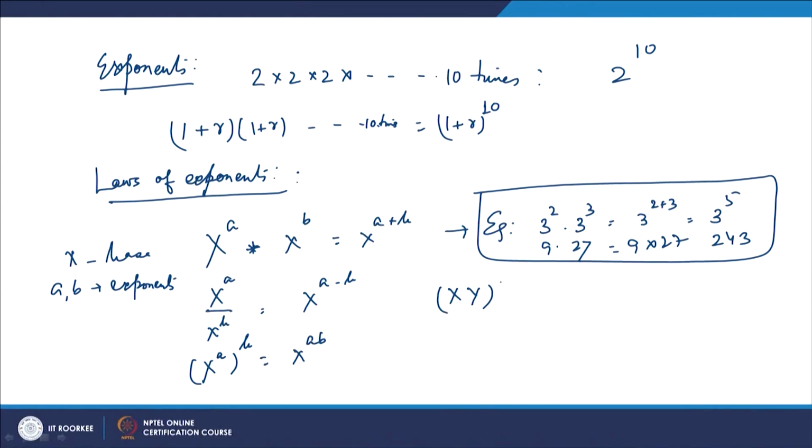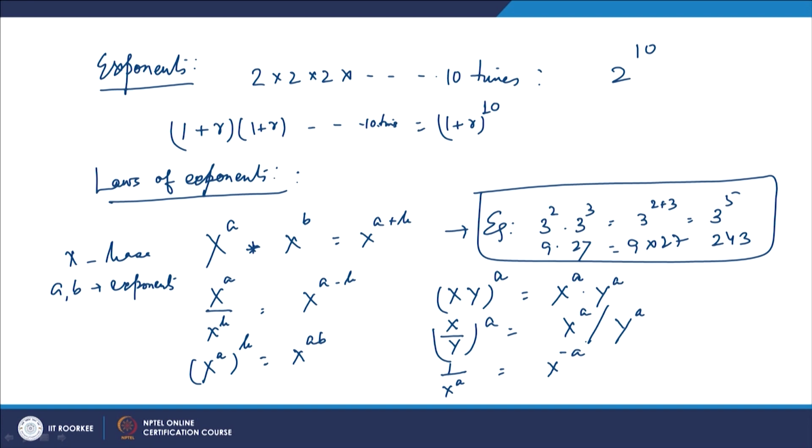Other laws: when you have two different bases and one exponent, x times y raised to the power a will be x^a and y^a. So this is another rule. Then x by y raised to the power a means x^a divided by y^a. This is another law which is obvious. Then 1 by x^a, we define as x raised to the power minus a. This is also a law of exponents.